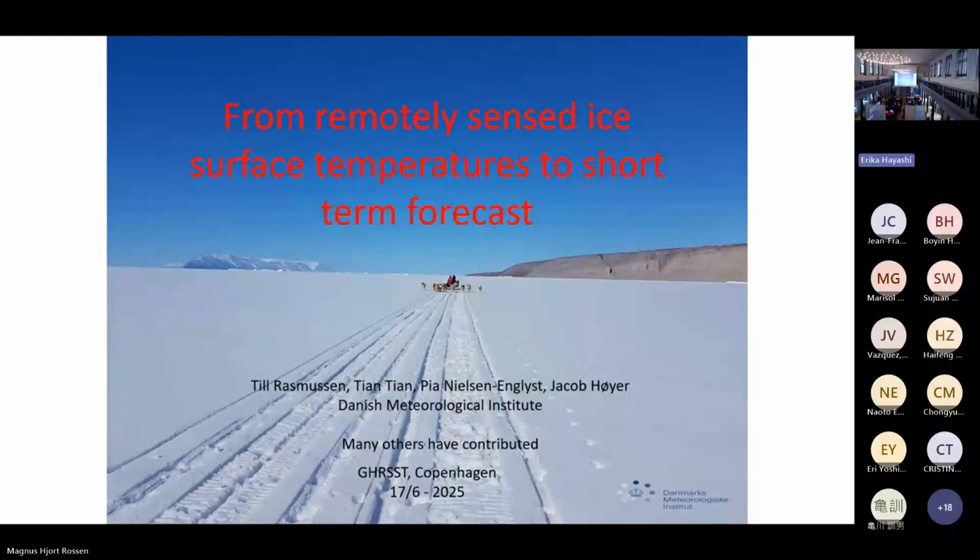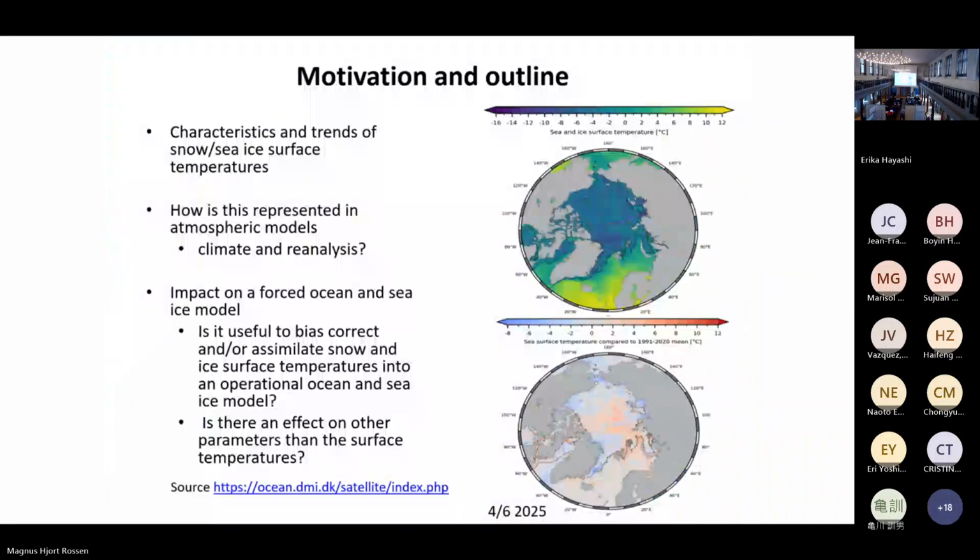It's not just my work. Jakob and Pia are here. I don't know if Chan is online, but others have also contributed. I will give a short introduction to some of the characteristics of the different systems. We have in situ observations, remote sensing observations, and then the models. Then primarily how the atmospheric models look at it and how this is transferred into the ocean and sea ice models, because there are some very distinct differences in these systems.